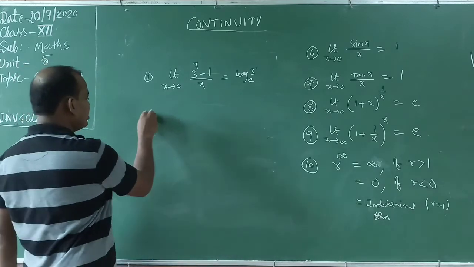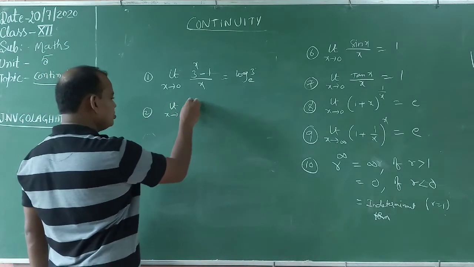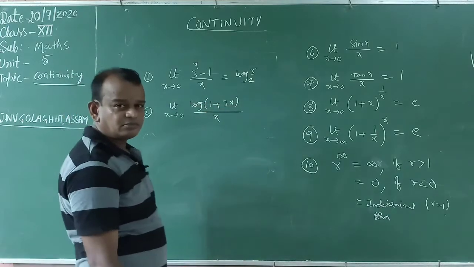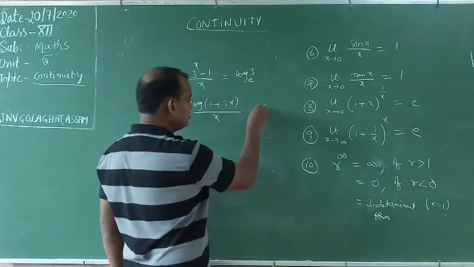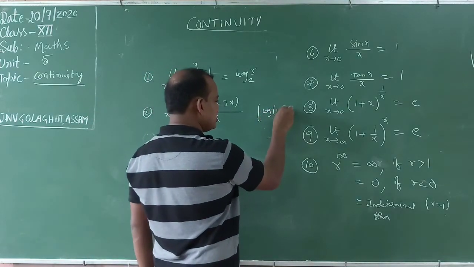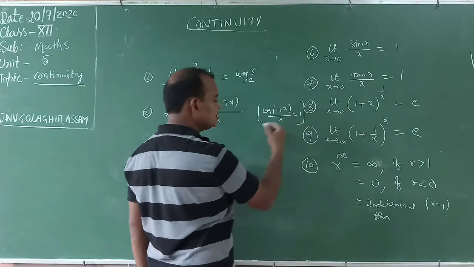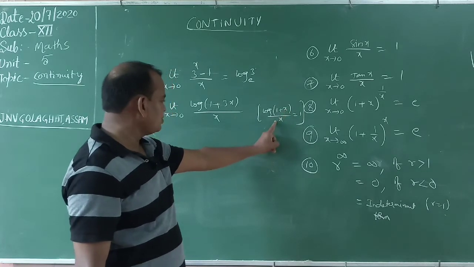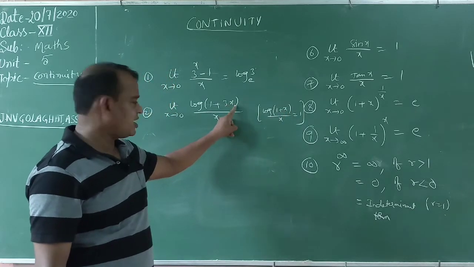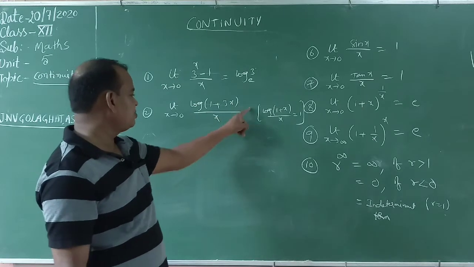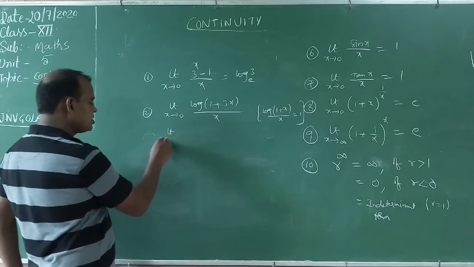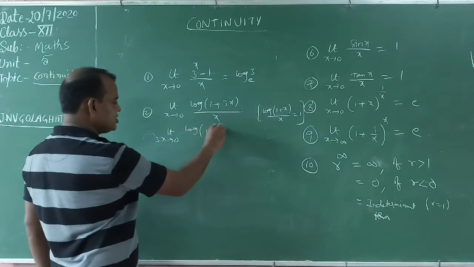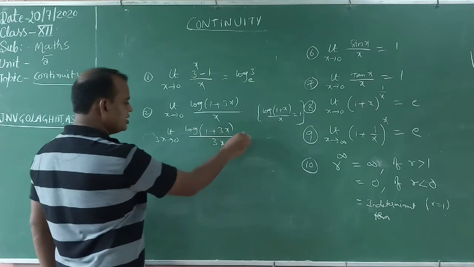Simple. Second question: limit x tends to 0 of log of (1 plus 3x) by x. You know the formula. What is the formula? Log of (1 plus x) by x, the answer is 1. In this one, (1 plus x) by x is equal to 1 means the x coefficient is 1. Here, what is the x coefficient? 3 is there, means 3x is there. In this one also 3x, so multiply and divide with 3. What happened? Limit x tends to 0 means 3x tends to 0. Log of (1 plus 3x) by 3x, into 3.